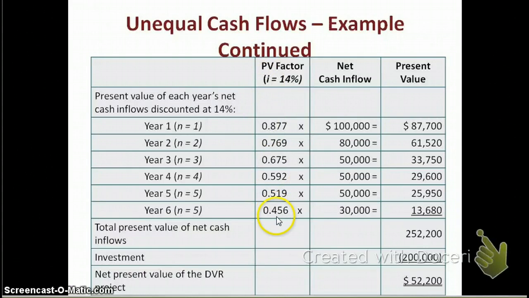Once you get the factor, you multiply it by each year's cash inflow. This is the discounted amount, and when you add it all up together, you get your total present value of net cash inflows. Remember, that's only part of the calculation. You have to subtract your investment of $200,000. That gives you a net present value of $52,200. It is a positive amount, so you would go ahead and invest in the project.